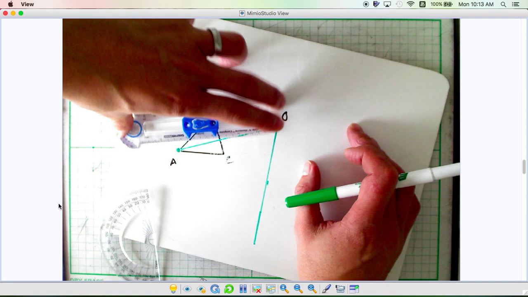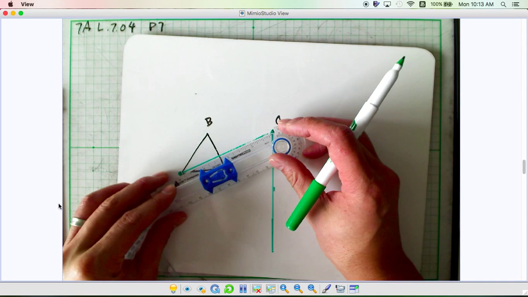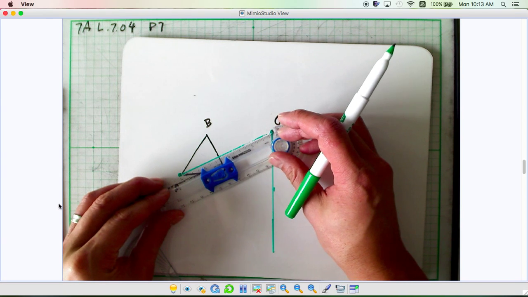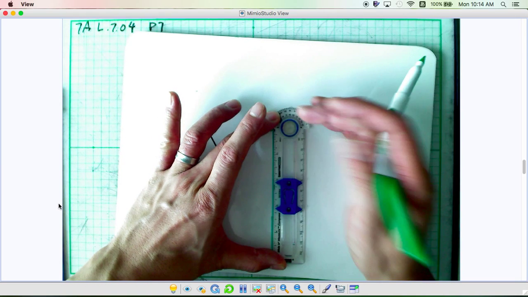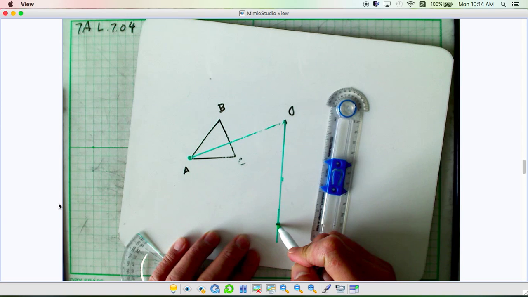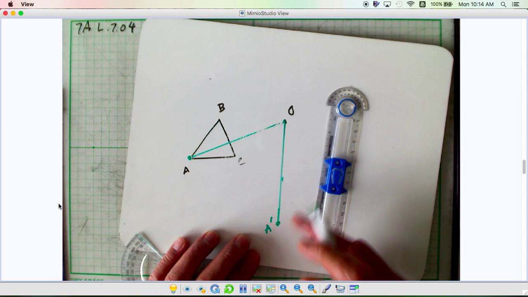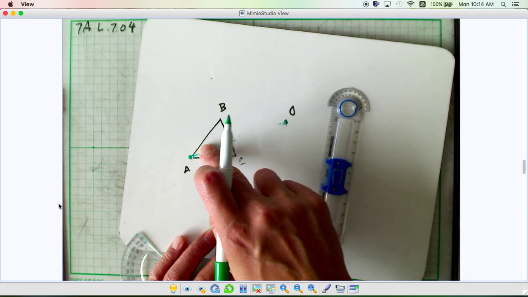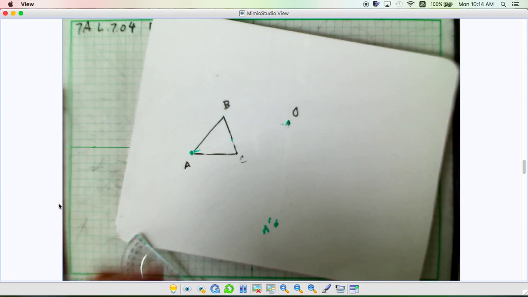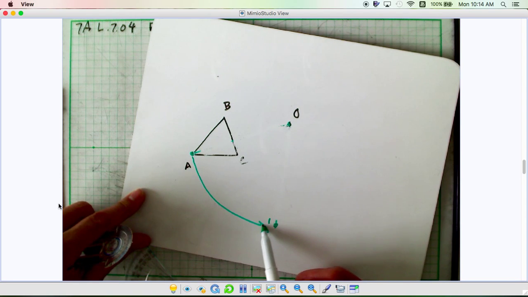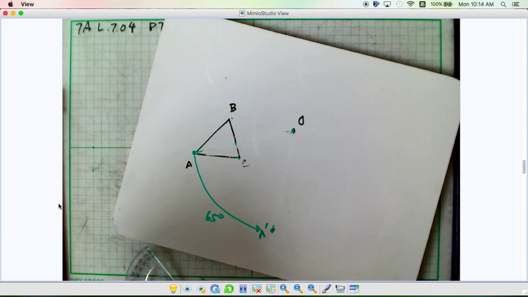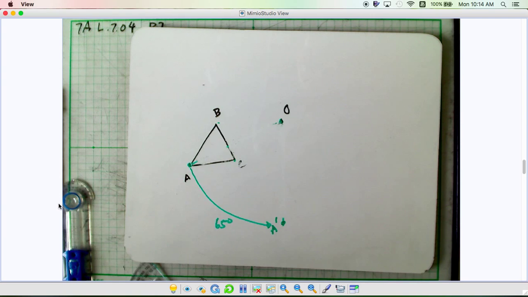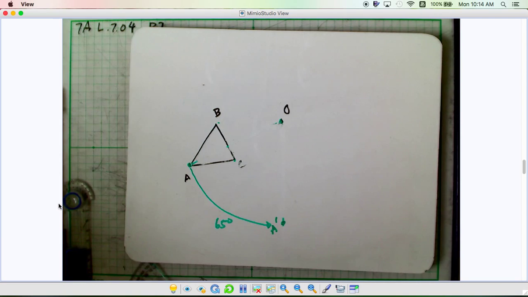So let me measure O to A. It's about 4 inches. So I'm going from O 4 inches on the new line. So that's my A prime. Okay, and then I'm going to erase this one. You don't have to. But you see that A moved 65 degrees here, right? Okay, so you do that for B and C, and you'll find the new image, which is A prime, B prime, C prime. So it's that.